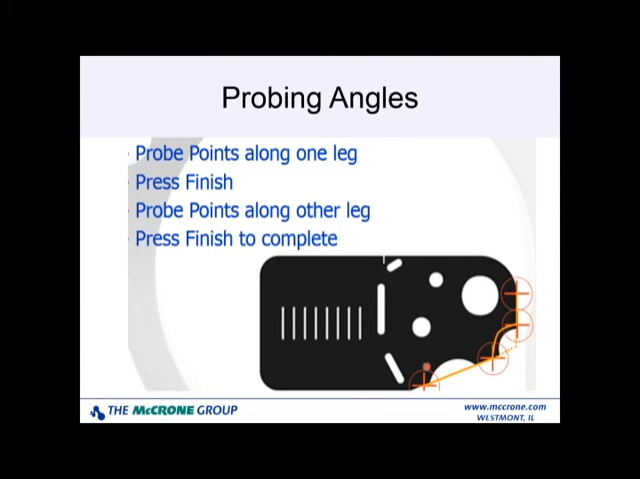Some features can be probed. This is an example of probing points on this part to determine an angle. So you would probe along one leg. In other words, you would move the part so that it's under the crosshair, set the crosshair on that edge, and hit enter. Come down to another point on that line and hit enter. Then you'll probe these 2 points. One point on this line here and another point on this line here. Hit enter. When you hit finish, that will give you the angle between these 2 lines.